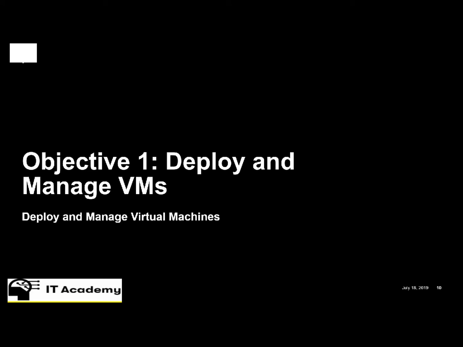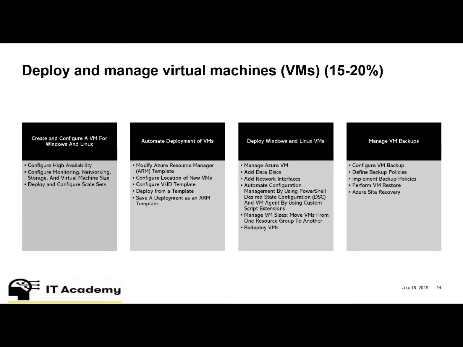Our first objective for the AZ-103 exam is to be able to demonstrate experience and hands-on expertise with deploying and managing Azure virtual machines. The deploying and managing virtual machines objective is worth roughly between 15 and 20% of the exam. So what you'll find is somewhere around about a fifth of the questions you're going to face are on these objectives. So in the remainder of this module, the following lessons are going to drill into creating and configuring a virtual machine for Windows and Linux, automating deployment of virtual machines, deploying Windows and Linux virtual machines, and managing virtual machine backups.